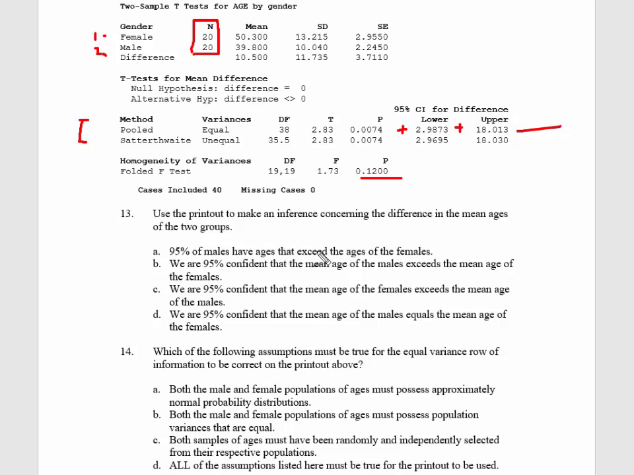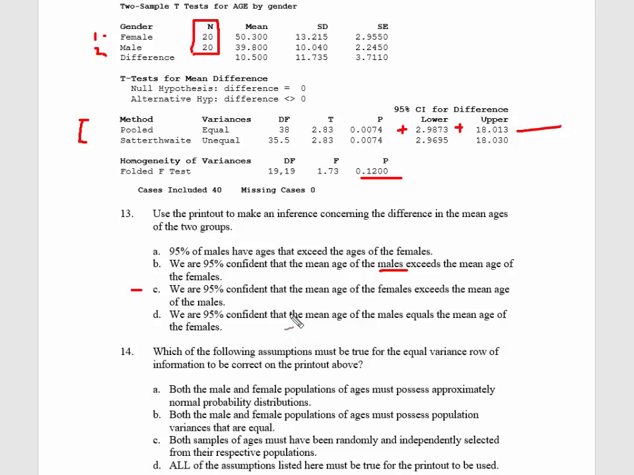95% of the males have ages that exceed. That's not true. We're talking about means here. We're 95% confident the mean age of the males exceeds the females. That's not right. There it is. Answer C. We're 95% confident the mean age of the females exceeds the mean age of the males. And we can't say they're equal. So answer C is the correct one.